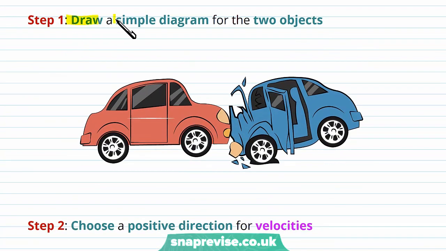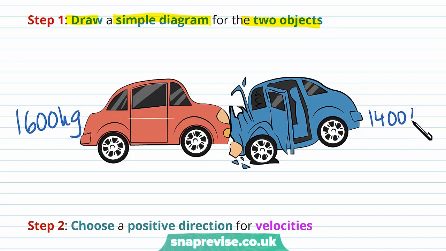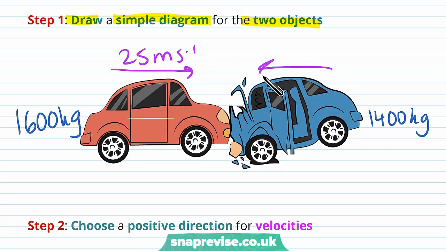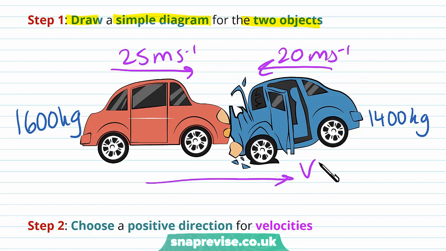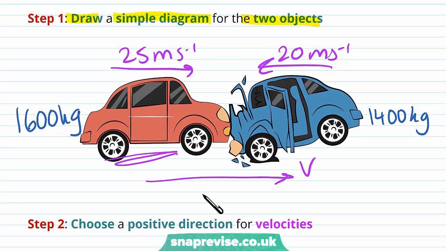So step one is to draw a simple diagram for the two objects. So we've said that this car here has a mass 1600 kilograms, this car has a mass 1400 kilograms. The 1600 kilogram car has an initial velocity of 25 meters per second, and then the other car collides with this car with a velocity of 20 meters per second. And then they move off in the initial direction of motion of this car here, the 1600 kilogram car.